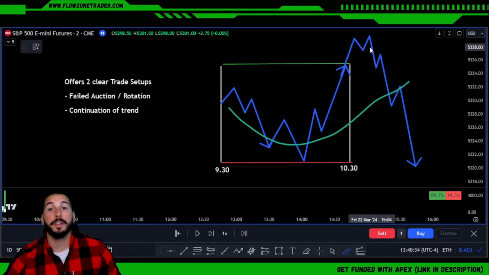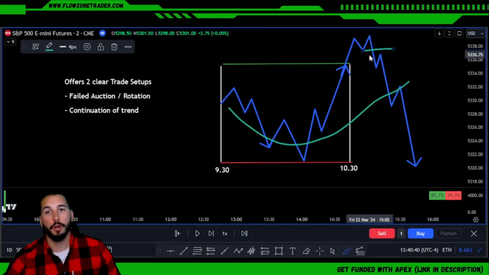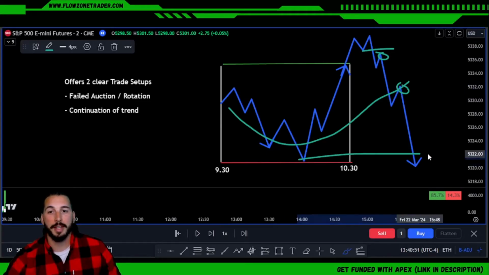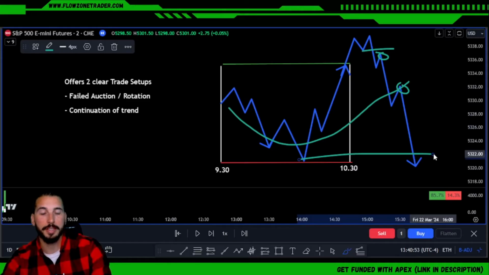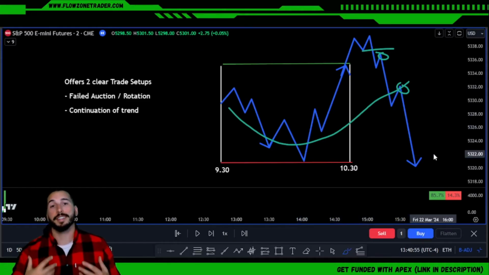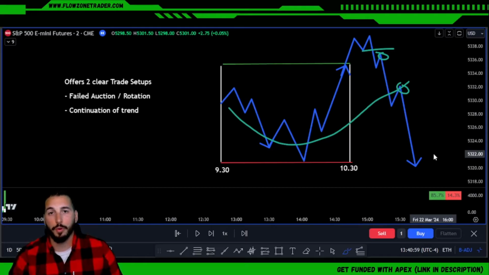So again, we have a failed auction above. Here is your change of character or shift. We make a new high, we fail below the pivot, come back inside, fail this IB high. That is your short trigger, and a continuation trigger would be here off the VWAP to come and run and test this IB low and the liquidity at the lows. All right, so very, very simple when you understand what it looks like. That is a failed auction setup.